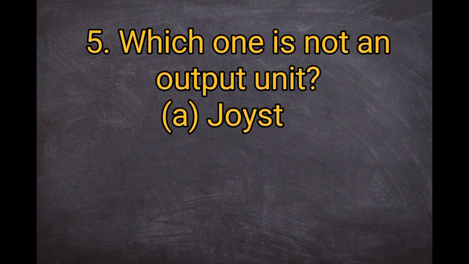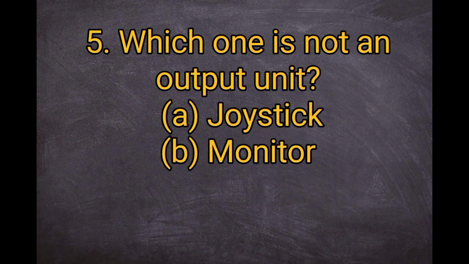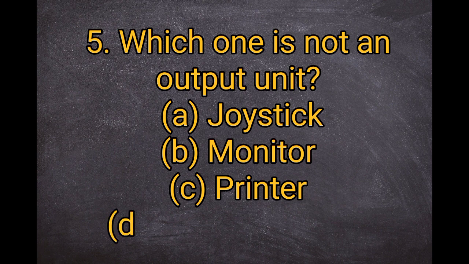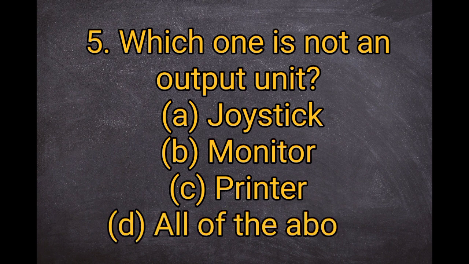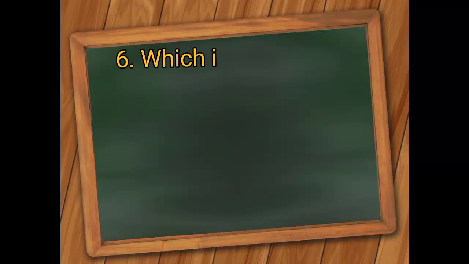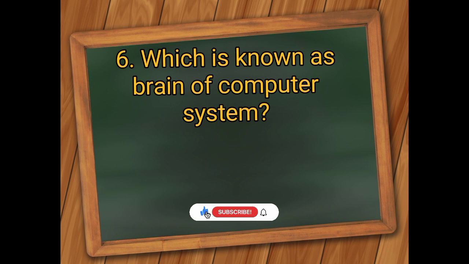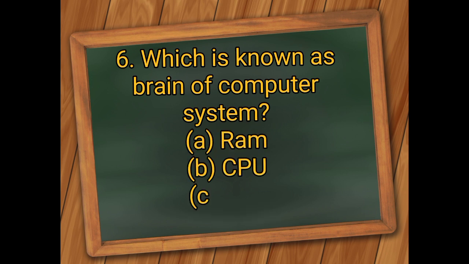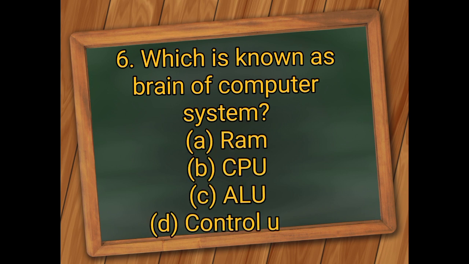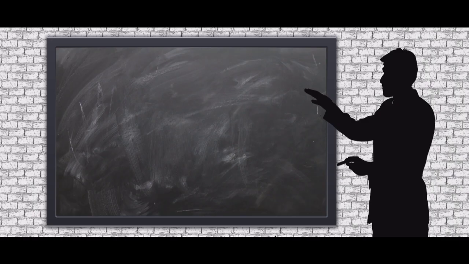5. Which one is not an output unit? A. Joystick. B. Monitor. C. Printer. D. All of the above. Answer: joystick. 6. Which is known as brain of computer system? A. RAM. B. CPU. C. ALU. D. Control unit. Answer: CPU.